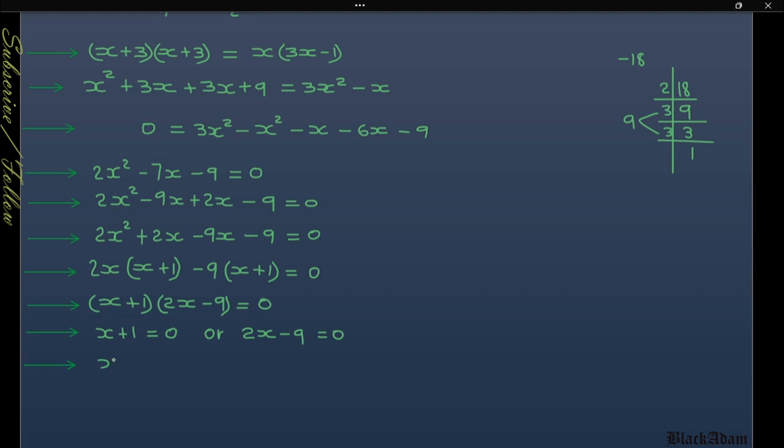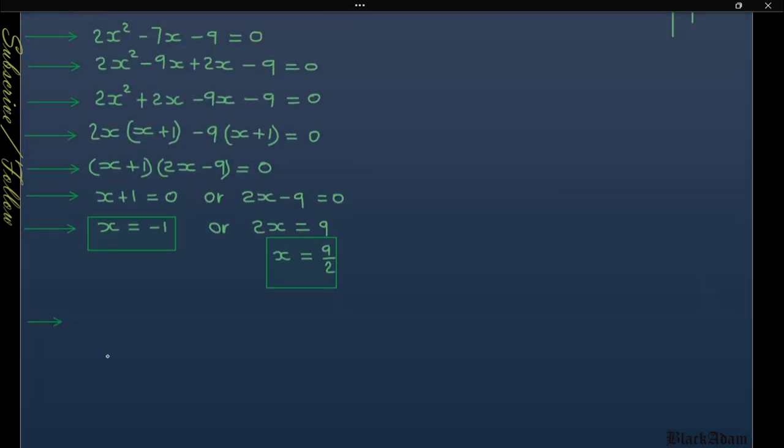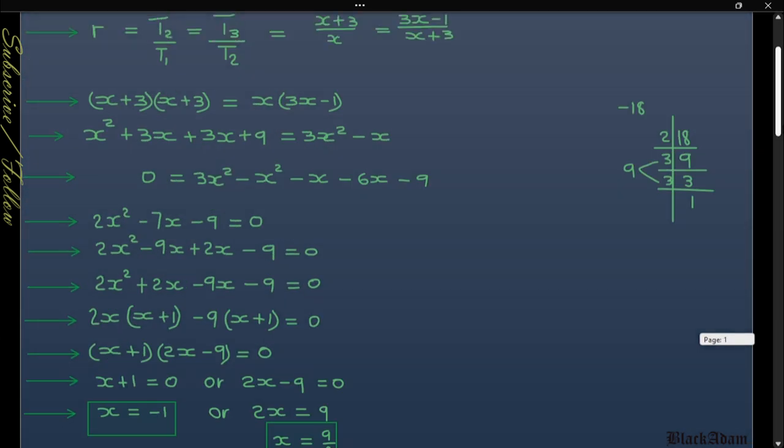So that means x equals negative 1, or 2x equals positive 9. Dividing both sides by 2, x is 9 over 2. So that's it, and that's our final answer. But then we're not done, because we need to find the ratio.